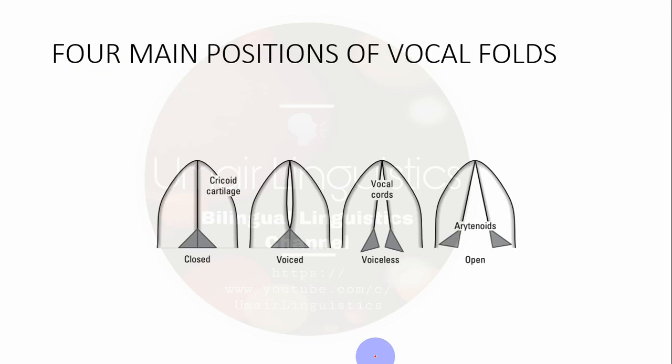So these are the four main positions of vocal folds. Mostly we discuss only these two positions, voiced and voiceless. While producing sounds, some sounds are voiceless and some sounds are voiced. When the vocal folds are closed as in this position, at that time we are not pronouncing any sounds at all.